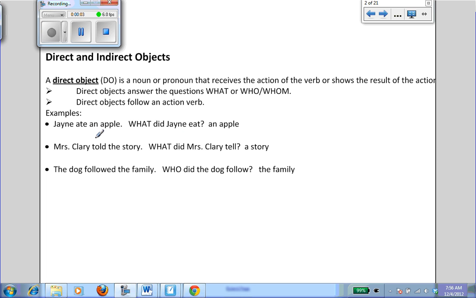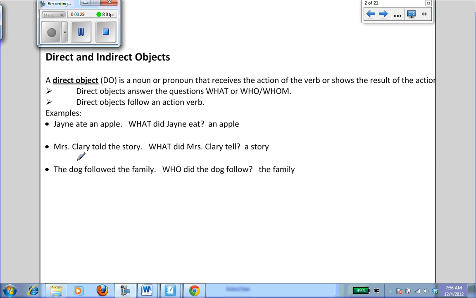Today we're going to be talking about direct and indirect objects. The formal definition of a direct object is a noun or pronoun that receives the action of the verb or shows the result of the action. Therefore, we must have an action verb to have a direct object. To tell whether or not we have a direct object, we're going to be asking ourselves what or who or whom after an action verb.